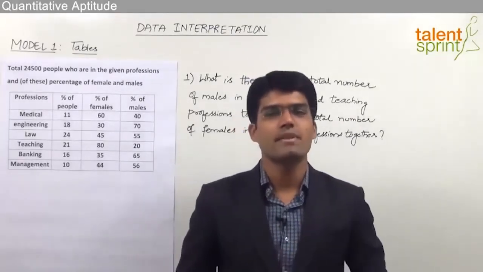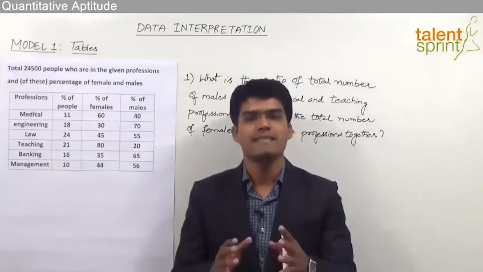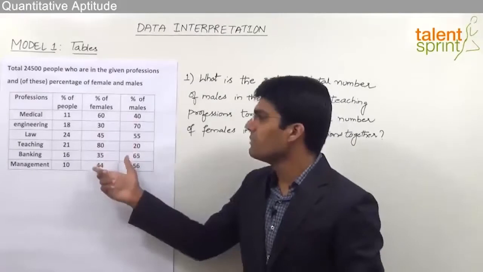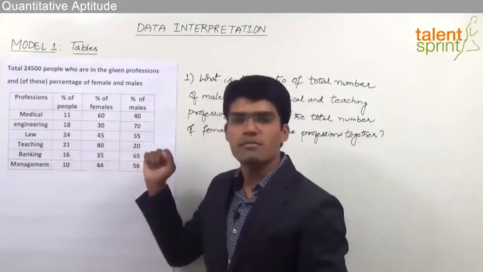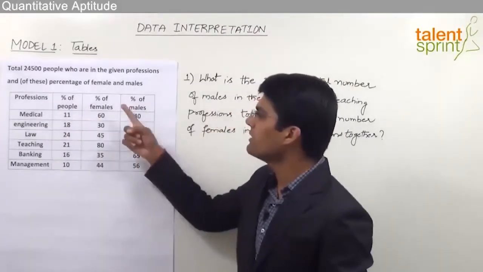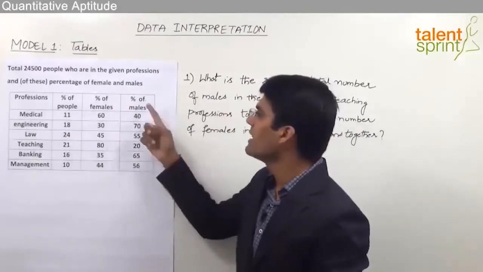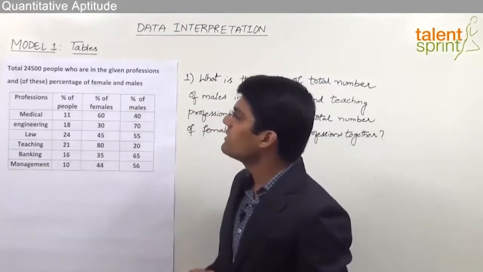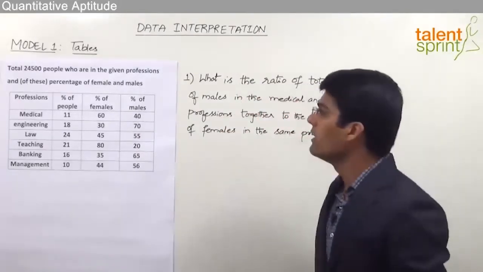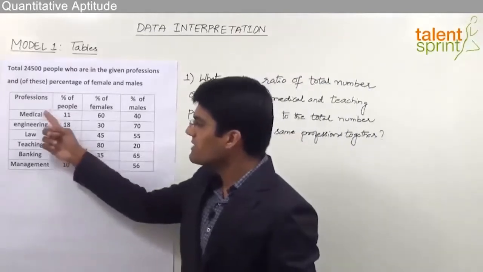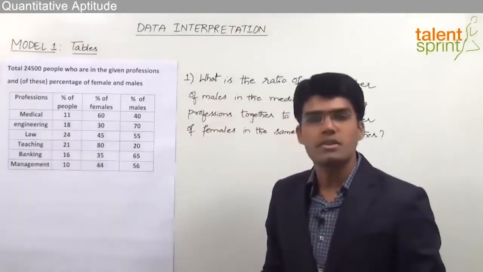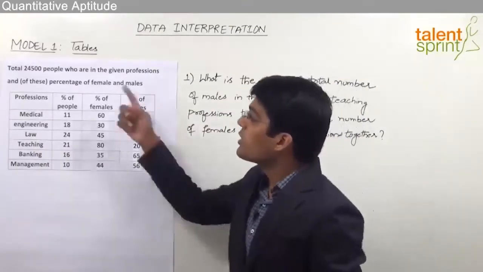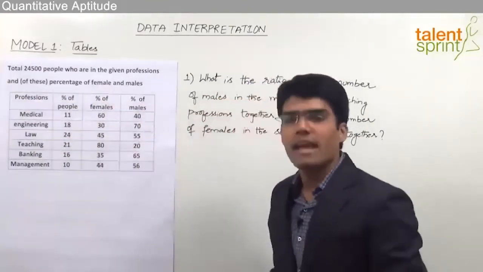So let us take an example based on the information given in a table and see how to answer questions based on that. As you can see here, we have a table with 4 columns. The first column showing professions, the second one percentage of people, the third one percentage of females, and the fourth one percentage of males. And the information here reads total 24,500 people who are in the given professions. As you can see, the given professions are medical, engineering, law, teaching, banking, and the last one is management. And of these, percentage of females and males.